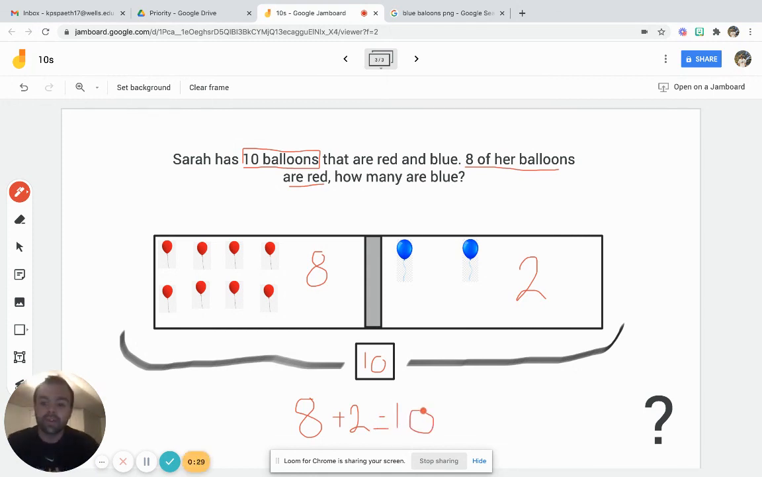Those are just some examples of how we're going to be using our bar model or tape diagram to solve word problems that might use the number 10. And I want us to try to keep in our heads that 10 is such an important number. It's the number we go off of for everything we do in math.